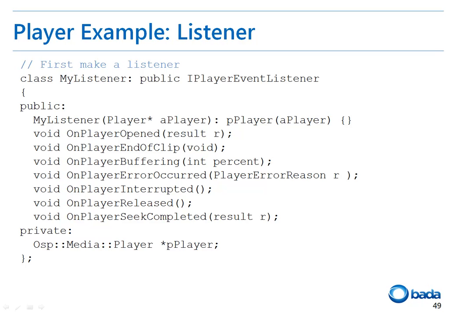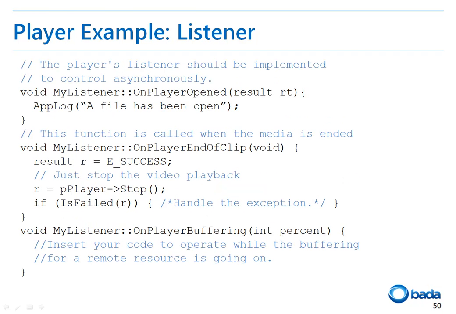In the player event listener object, onPlayerOpened, onPlayerEndOfClip, onPlayerBuffering, onPlayerErrorOccurred, onPlayerInterrupted, onPlayerReleased, and onPlayerSeekCompleted functions should all be declared. And a player pointer has been declared as a member. The player pointer is received as a parameter of the constructor function of the listener object. So let's now implement the listener functions.